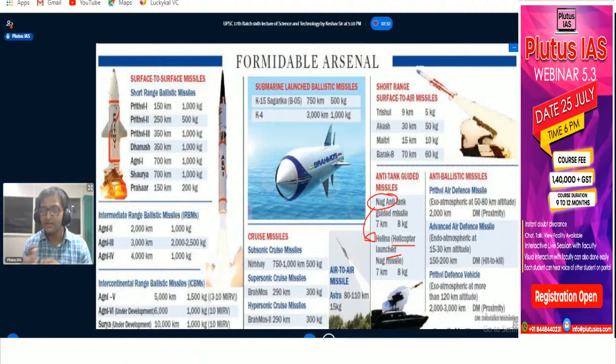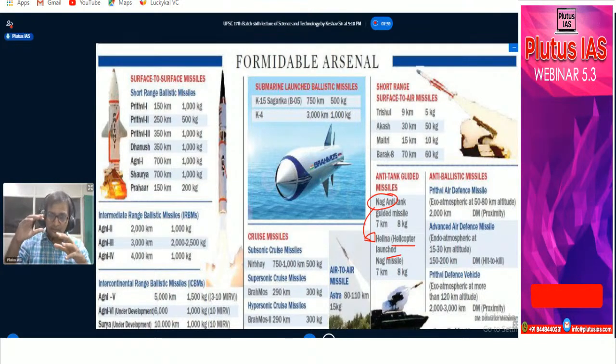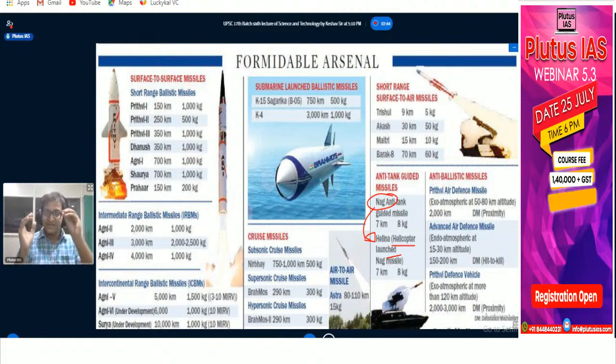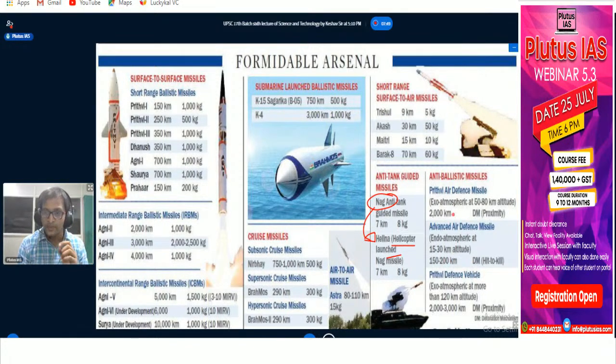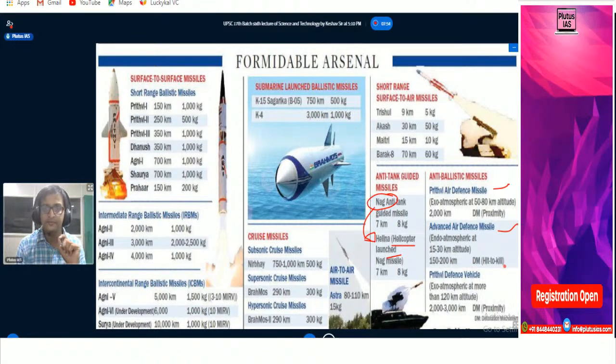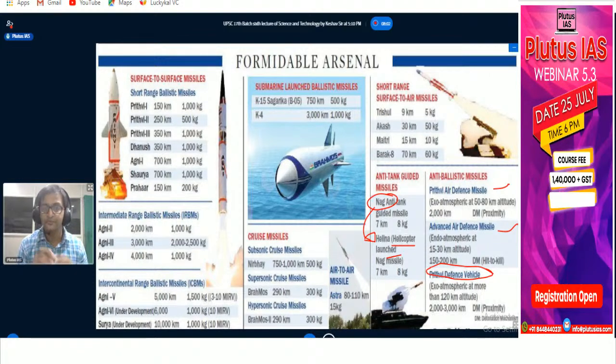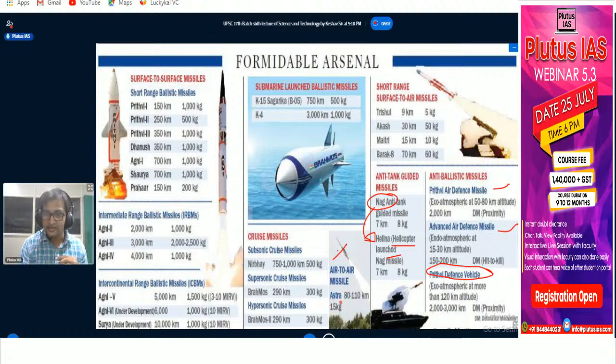Then we have anti-ballistic missiles. Suppose some country like Pakistan has fired a missile at India, then we must have an air defense system. Air defense system means what? We can perceive that missile and we can disable it. So the Prithvi air defense missile is there and the advanced air defense missile is there. And in the Prithvi air defense missile, we have the Prithvi defense vehicle also. Now, one air-to-air missile is very famous. That is Astra.